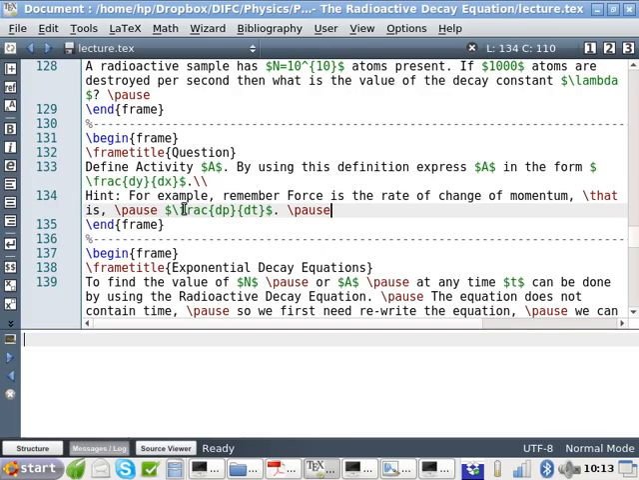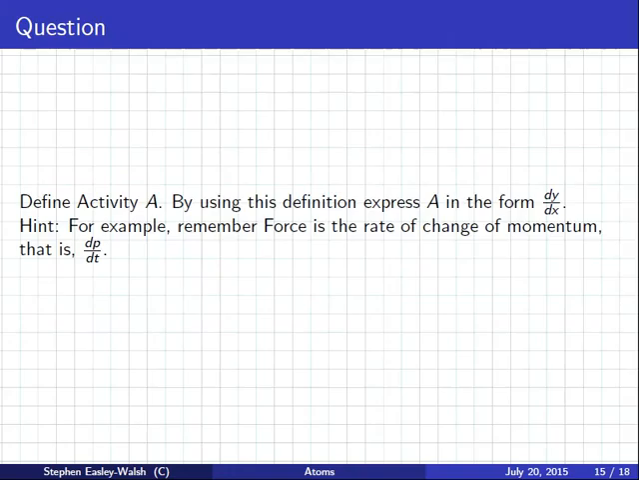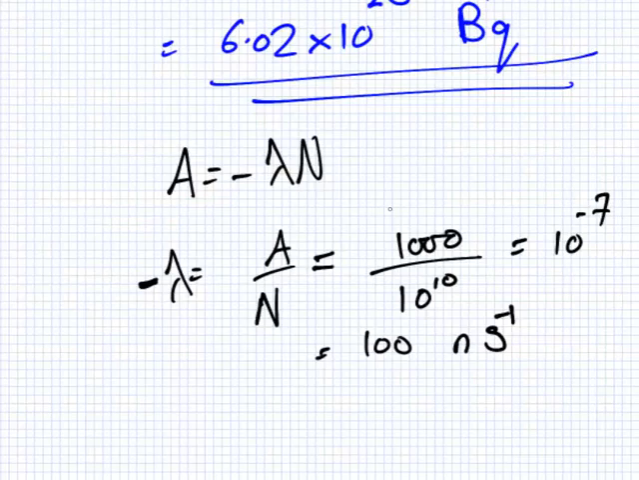All right, does anyone think they have a definition? D lambda over dm. No. Lambda is not it. Good try though, but not this. Anyone else? Anybody? What's the definition of activity? It is the rate at which... That was nearly a sentence. Try again.